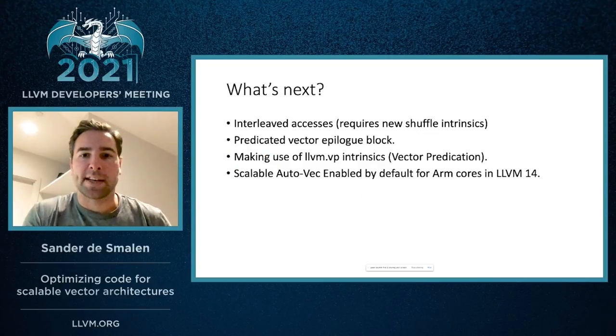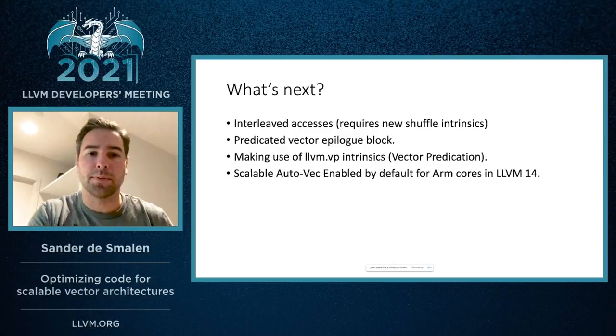So, what's next for scalable vectors and scalable auto-vectorization? High on the list is being able to vectorize interleave accesses. This requires new shuffle intrinsics for interleaving and deinterleaving, which we're currently designing and we hope to share soon.